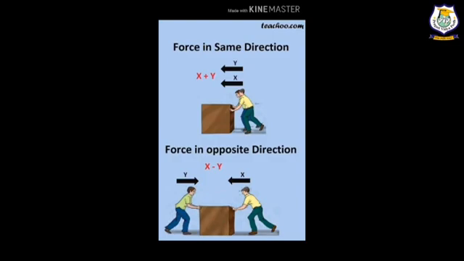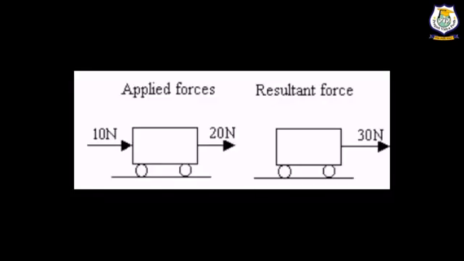What will happen if the two boys are applying the force in the opposite direction? So the resultant force is found to be the difference between the two forces. That means when the two forces are acting in opposite direction, we will take the difference of each other. Now we will see the examples. Let us see with the examples.